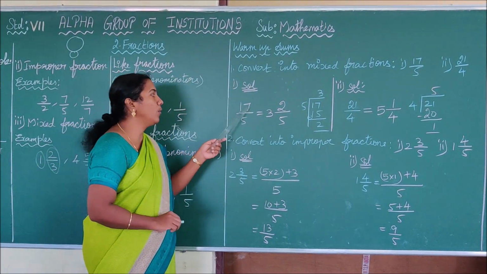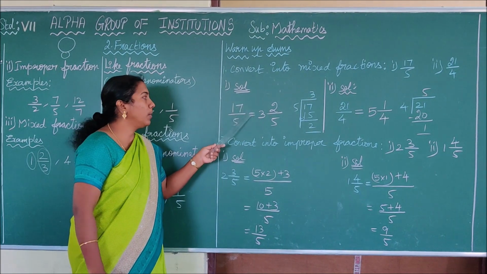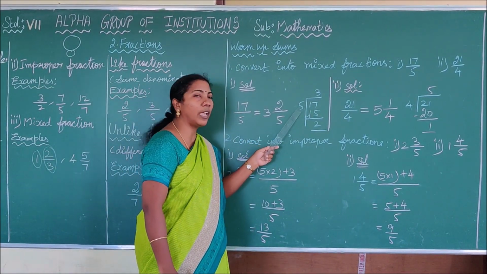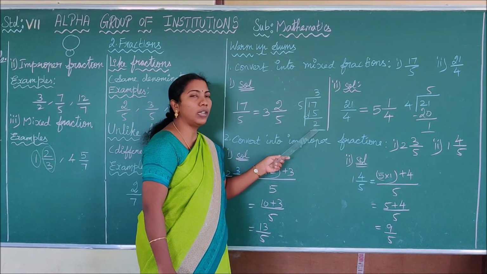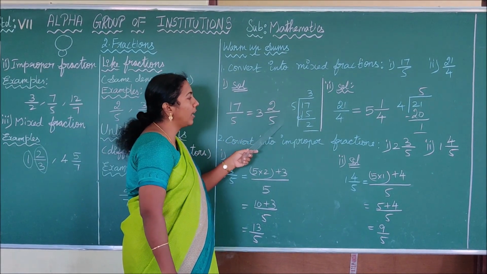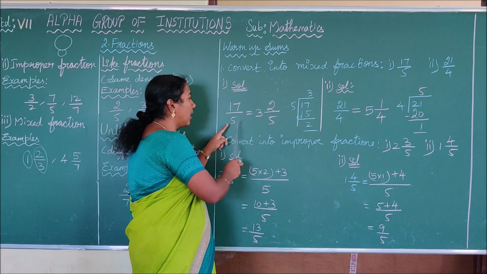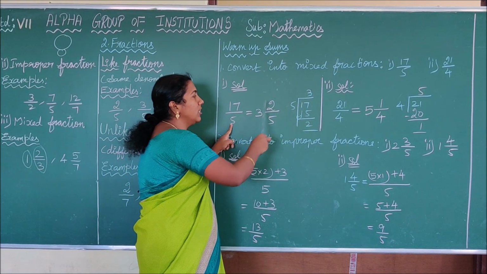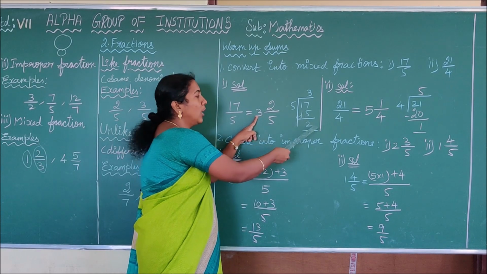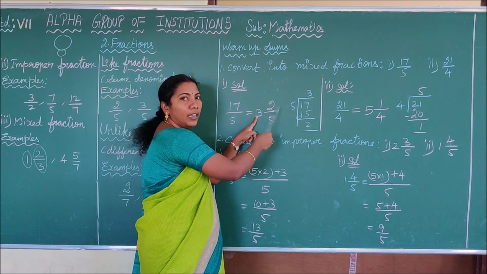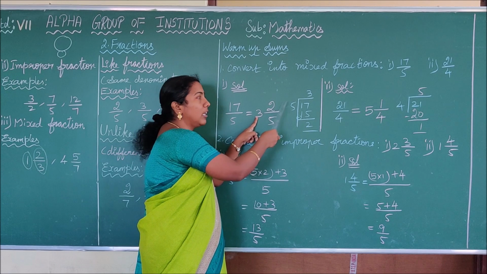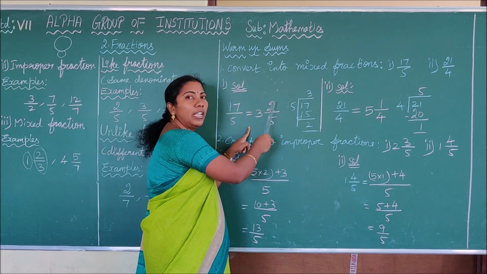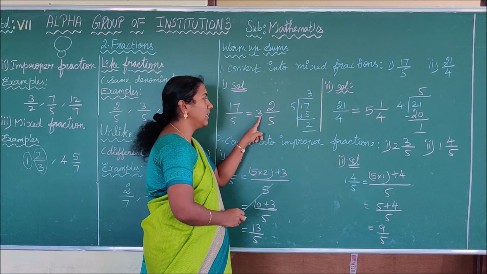See here, now we are going to convert this improper fraction to a mixed fraction. For that you have to divide 17 by 5. So 5 3s are 15, the remainder is 2. How can you write this mixed fraction? You have to write the denominator as it is, 5. And you have to write the quotient on the side, which is the whole number. And you have to write the remainder in the numerator. Remainder comes in the numerator, quotient comes on the side. So 17 by 5 is equal to 3 2 by 5. See here, 5 3s are 15.